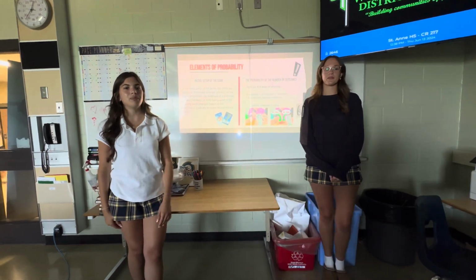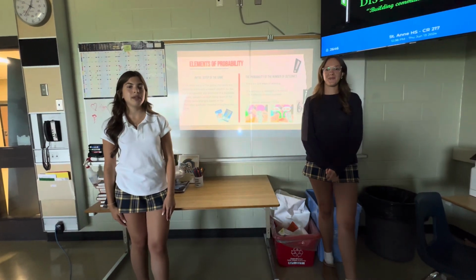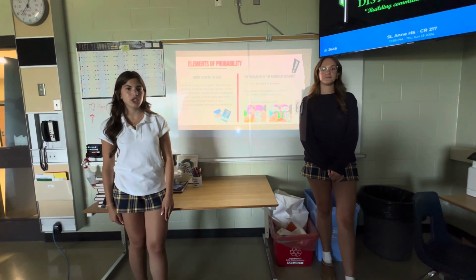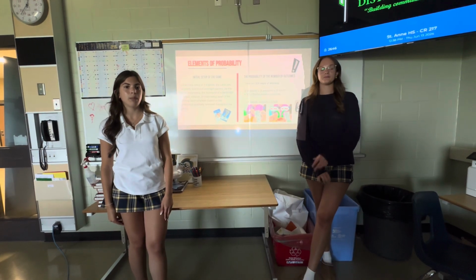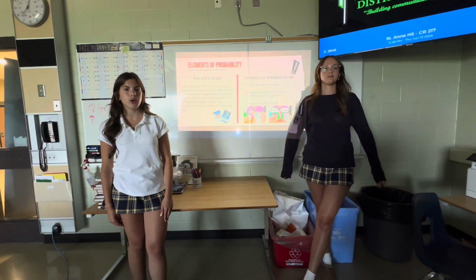Elements of probability. The initial setup of the game. In the initial setup of the game, the cards are randomly distributed amongst players. As the game progresses, the likelihood of a particular suspect, weapon, or room being a part of the winning cards changes based on the information gradually revealed throughout the game.